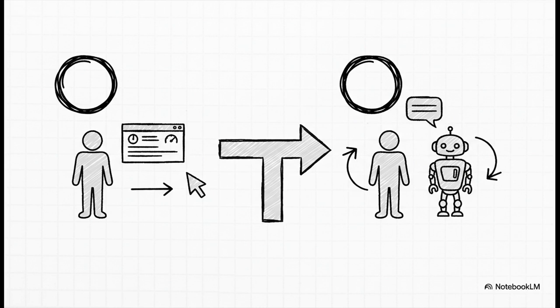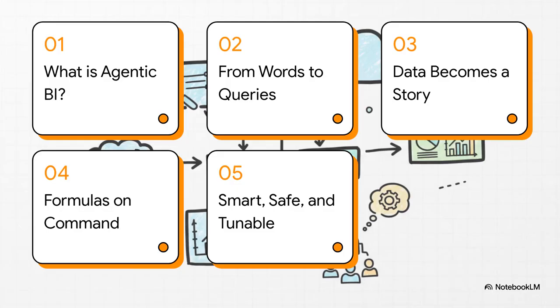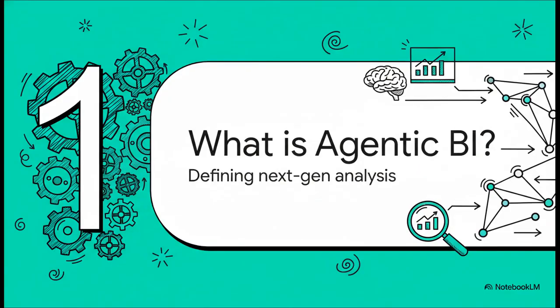Let's break it down. Okay, here's our game plan. First, we're going to define exactly what agentic BI is. Then, we'll dive into the three core pillars that really bring it to life. And finally, we'll talk about the super important guardrails that make it all smart and safe. So first things first, what in the world is agentic BI? Let's put a pin in what this next generation of data analysis really means.